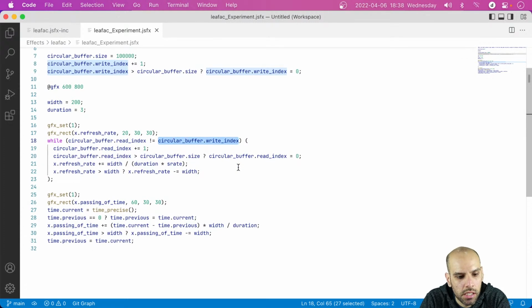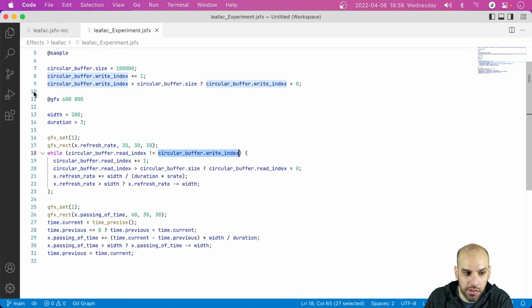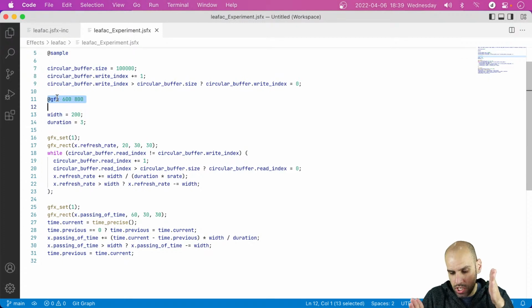So the problem is that there are no timing guarantees in terms of how many times the GFX block will be called, and there is no timing guarantee in terms of whether the GFX block will be called periodically with the same period. Some calls may be sooner or some may be later.